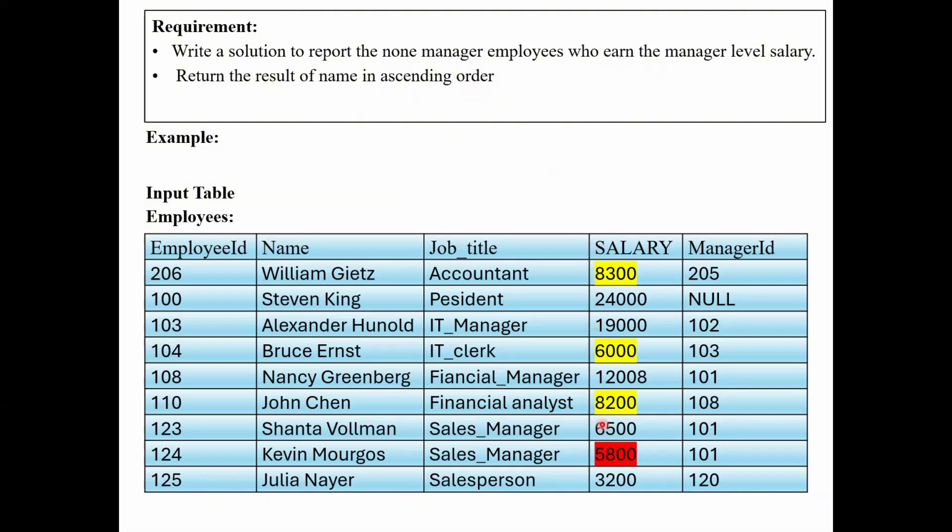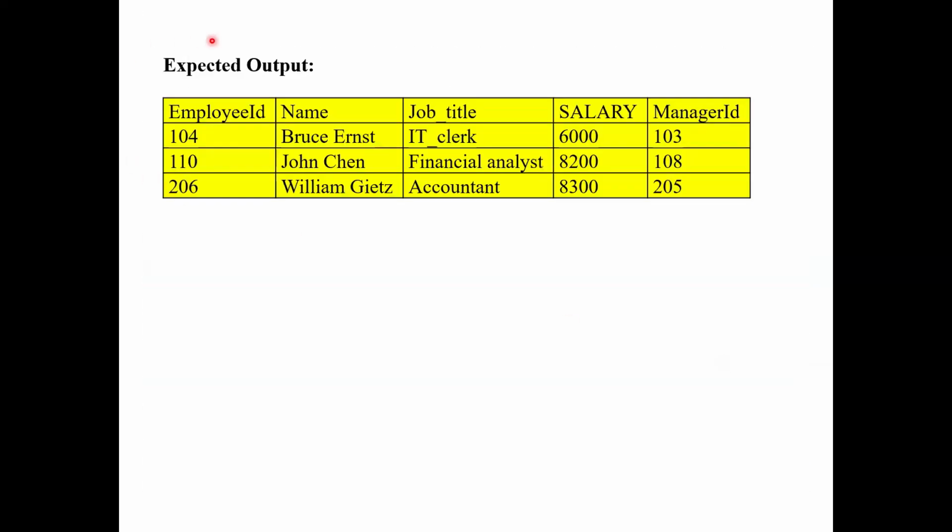In this example, the lowest salary among all managers is $5,800. So we want to find non-managers whose salary is greater than that. Please note the president is above manager level and should be excluded in the result. The following is the expected output. Notice how these employees are not managers but earn salaries equal to or higher than managers.